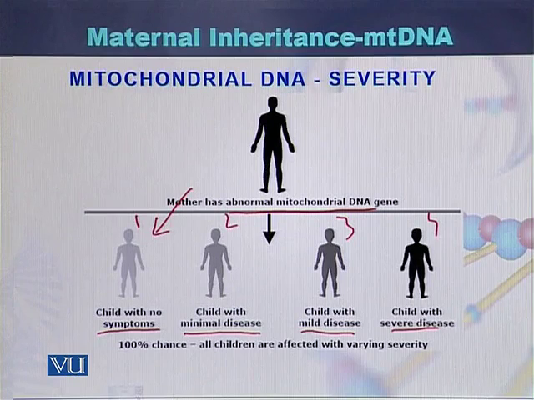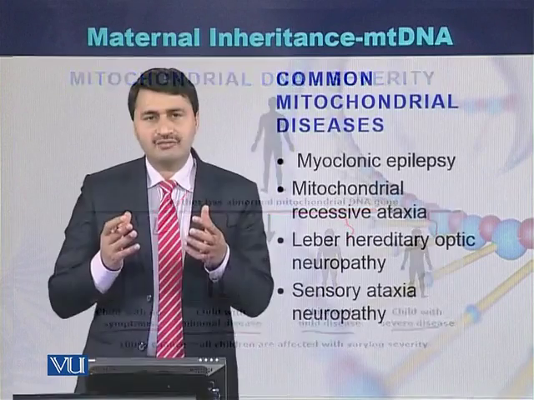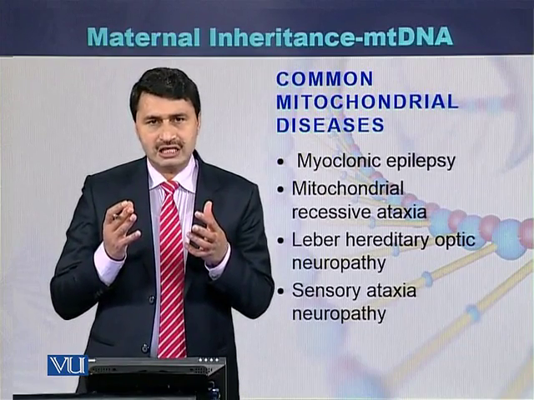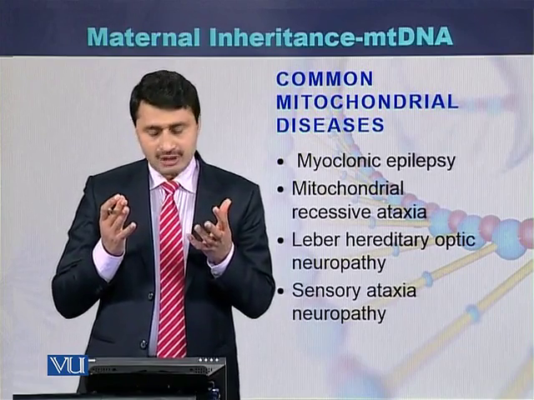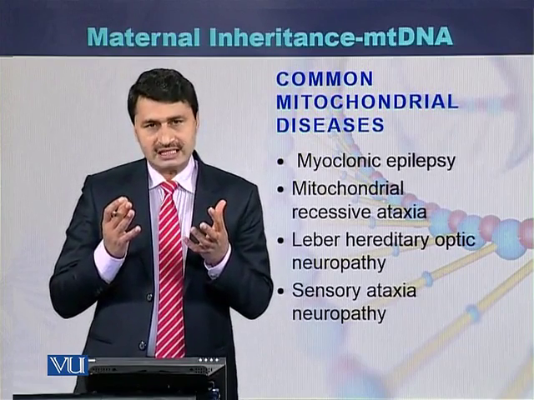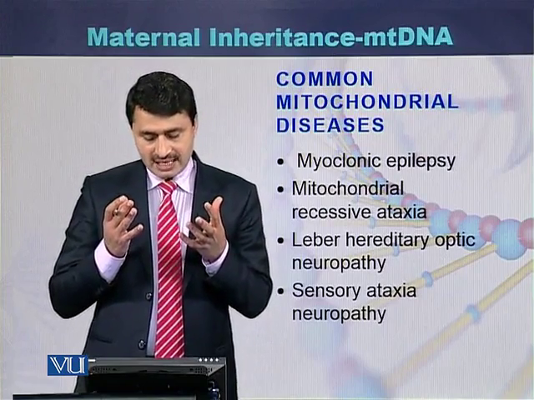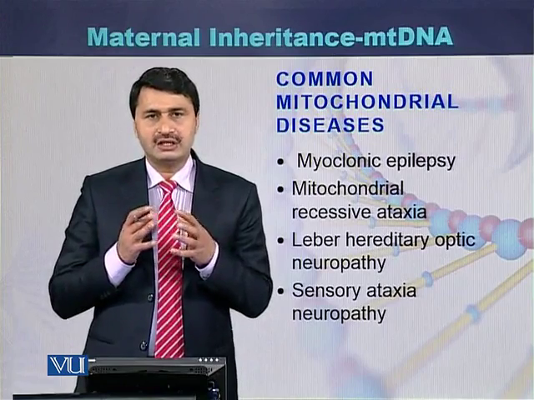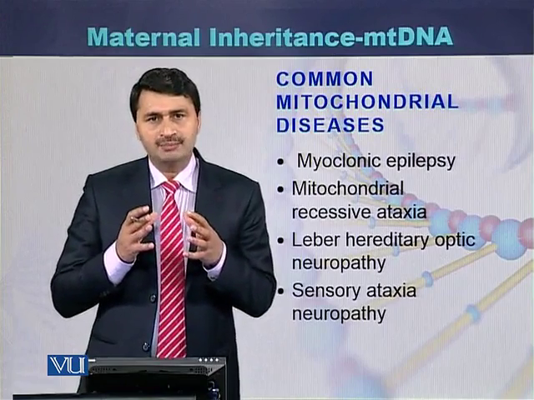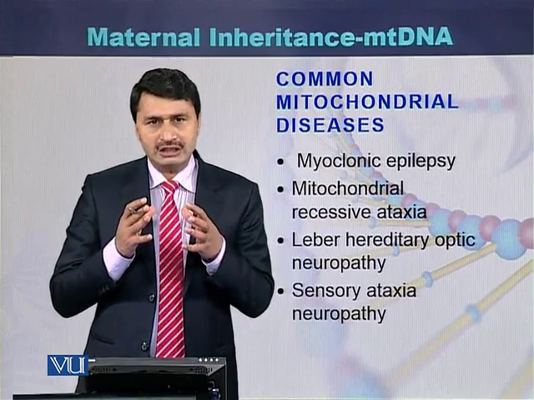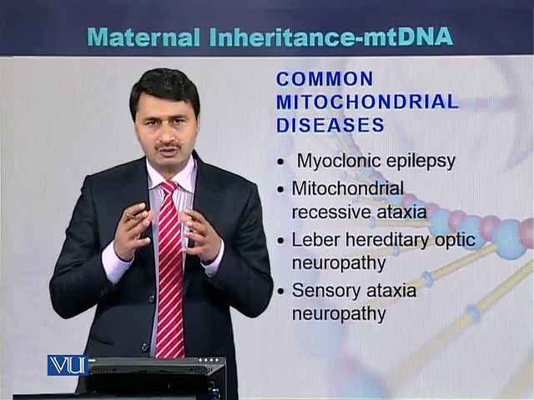So we can say that in mitochondrial inheritance, there is variation in phenotype expression. Some of the most common mitochondrial diseases seen in humans are myoclonic epilepsy, mitochondrial recessive ataxia, Leber hereditary optic neuropathy, and sensory ataxia neuropathy. So these are some of the common diseases due to mutations in the genes present on the mitochondrial DNA.